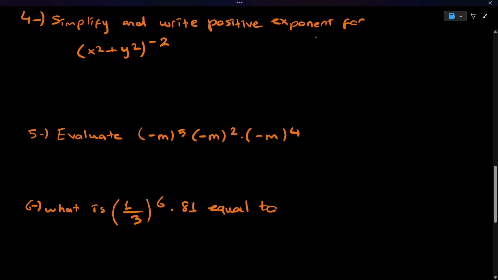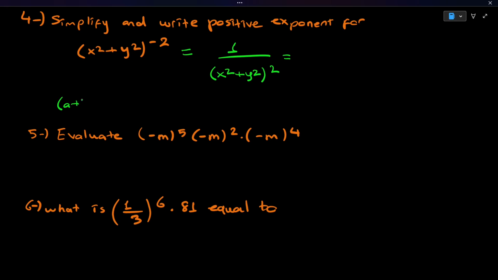Simplify and write with positive exponents. Okay, I have a negative 2, but I don't want that. So instead, let's write x squared plus y squared, squared. Now I need to know that (a plus b) squared is equal to a squared plus 2ab plus b squared. From that, I get x to the 4th power plus 2x squared y squared plus y to the 4th power.